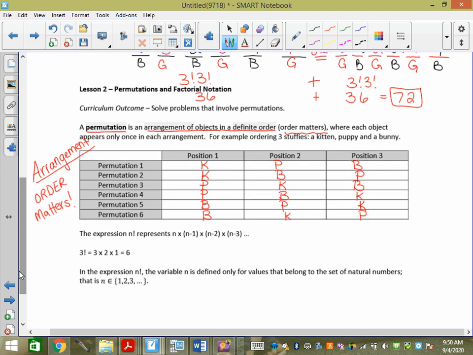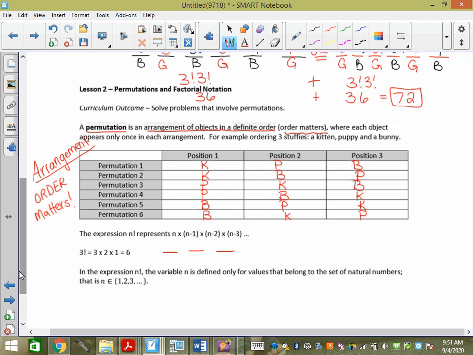So this expression, n factorial, can represent n times n minus 1 times n minus 2 times n minus 3. So we said 3 factorial is 3 times 2 times 1, which equals 6, right? And why would I do 3 times 2 times 1? Because I'm arranging 3 objects in a row for a picture, right? A kitty, a puppy, and a bunny. I should say kitten. I said kitten, puppy, and bunny.